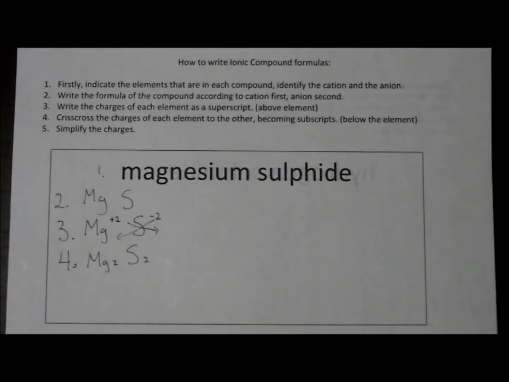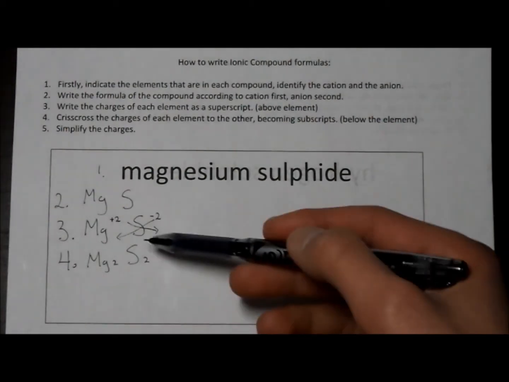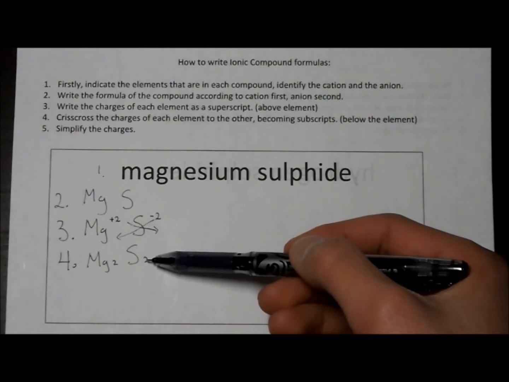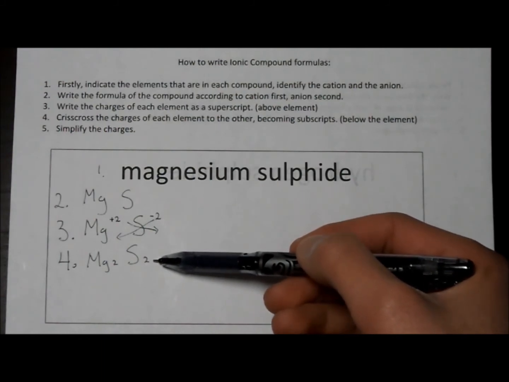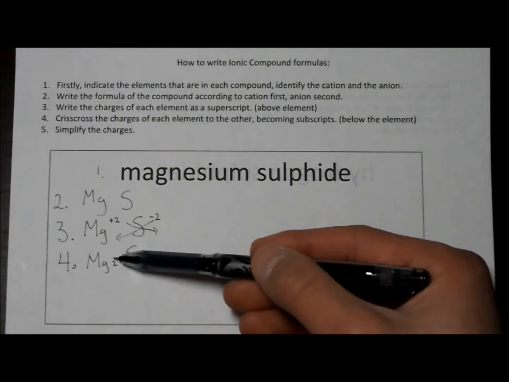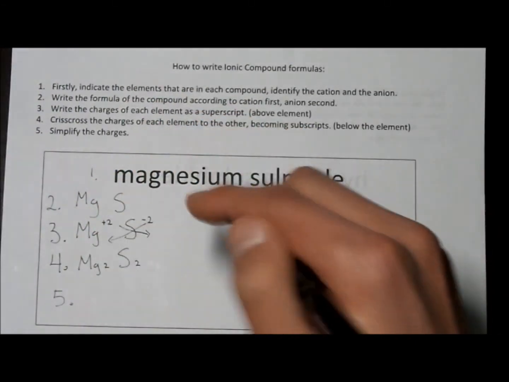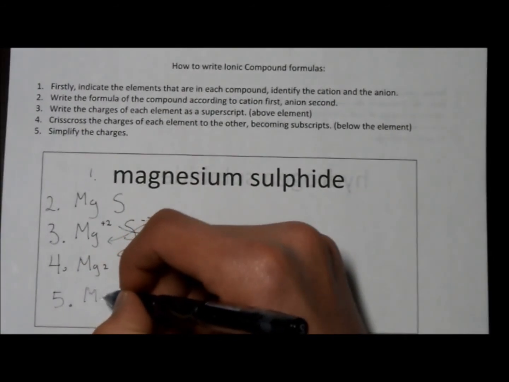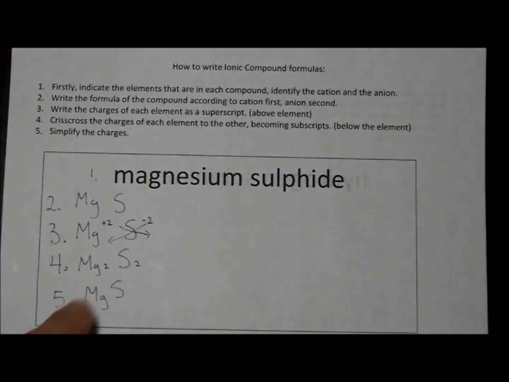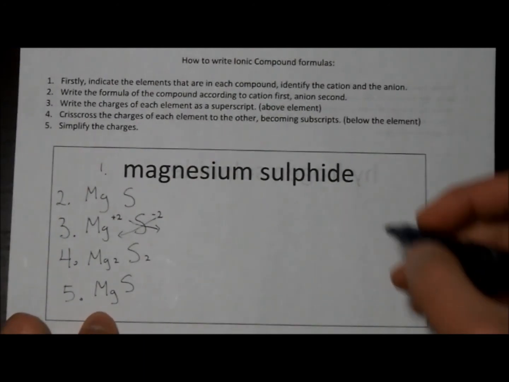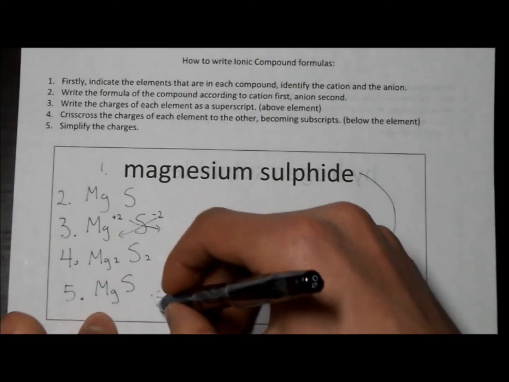And the fifth step, which is the last step for writing ionic compound formulas, is to simplify the charges. And we can see that right now magnesium has 2, and sulfur also has 2. So in this case, these 2's can both cancel each other out, and the final answer can be magnesium sulfide. And that is the answer, or the ionic compound formula, for the name magnesium sulfide.